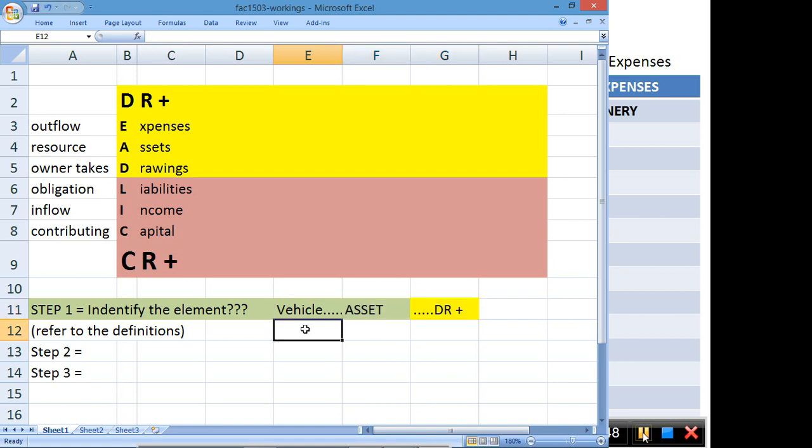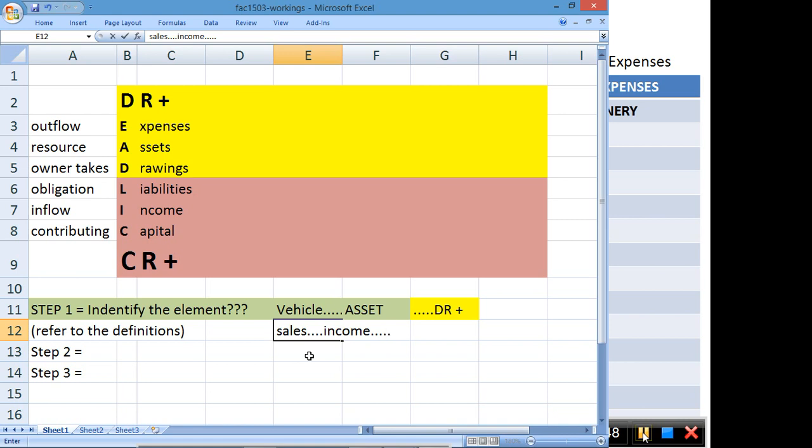Let's talk about sales. Sales meets the definition of what? Is sales an asset? It's not a resource. Is sales an obligation to pay? No, it's not an obligation. Is sales an inflow of benefits? There we go. Now we've hit the jackpot. We know that that's the correct definition. Sales is income.